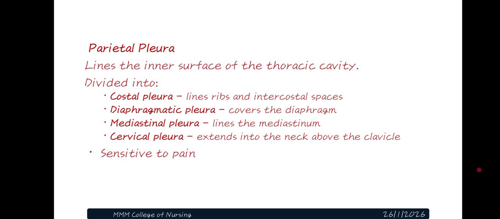Coming to the parietal pleura, it lines the inner surface of the thoracic cavity and divides into costal pleura, which lines ribs and intercostal spaces, and diaphragmatic pleura, which covers the diaphragm. Mediastinal pleura lines the mediastinum, and cervical pleura extends into the neck above the clavicle. The parietal pleura is sensitive to pain.